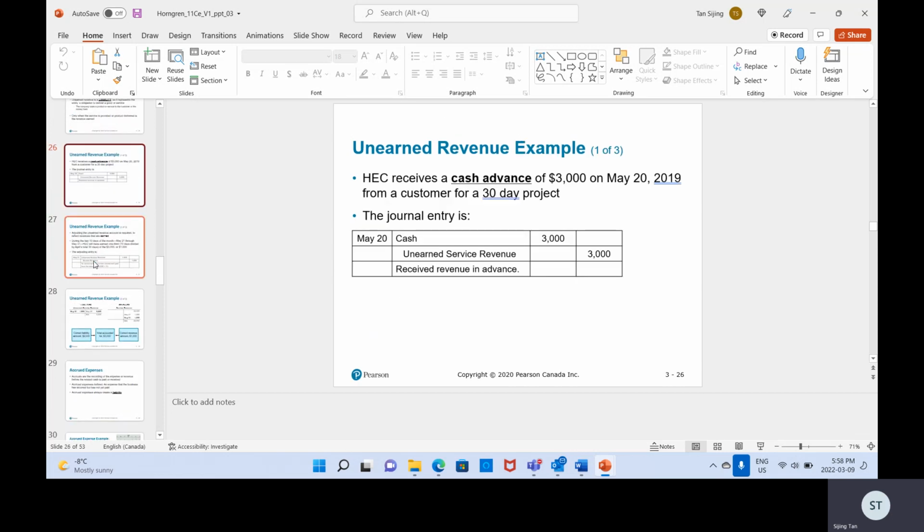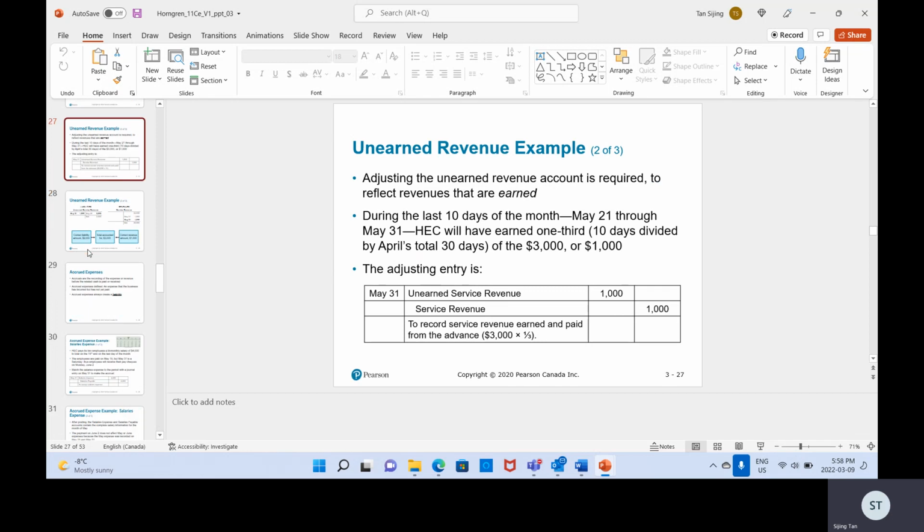We can see examples. HEC received a cash advance of $3,000 on May 20th from a customer for a 30-day project. Now we record it. We have our cash received already. Now we record it as unearned service revenue. This is a liability increase, so we put it into the credit side.